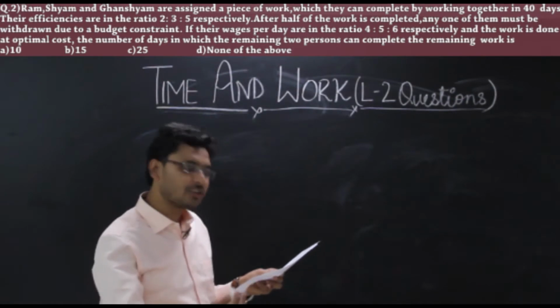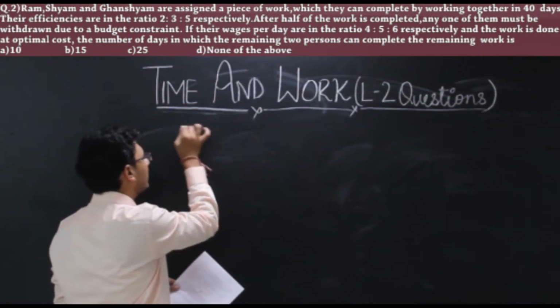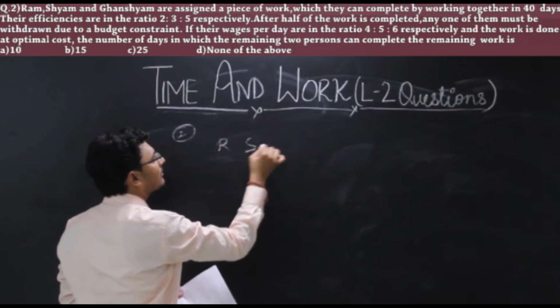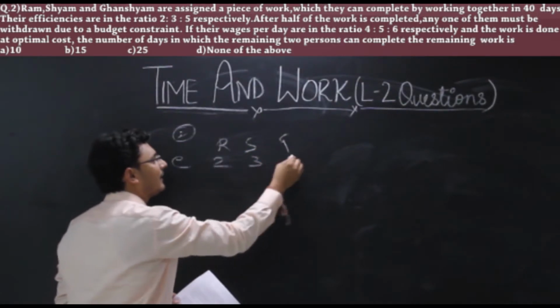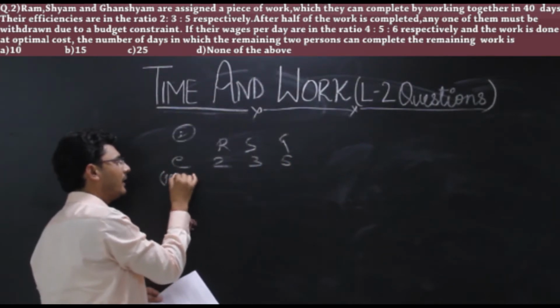So as he has given the ratio of efficiency, that thing should strike first. So Ram, Sham, Ghansham, the ratio of efficiencies is 2, 3, 5. Efficiency is nothing but per day work.